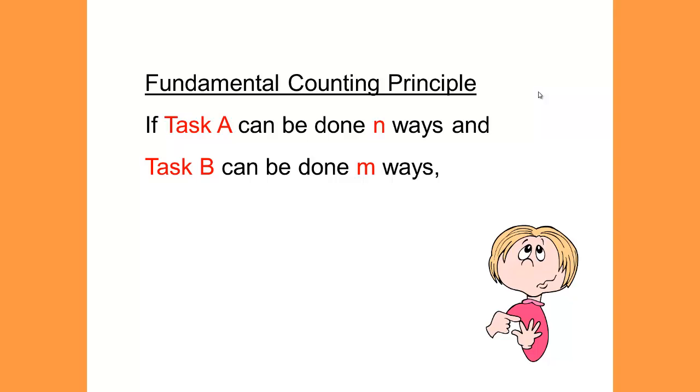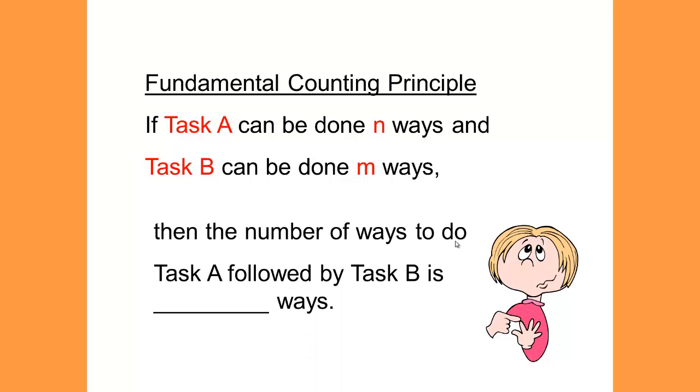To generalize what we just did, the fundamental counting principle says if task A can be done N ways and task B can be done M ways, then the number of ways to do task A followed by task B is N times M ways.